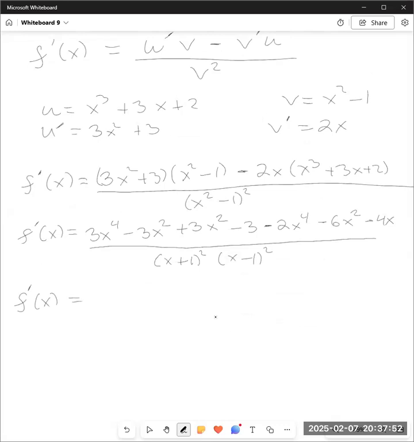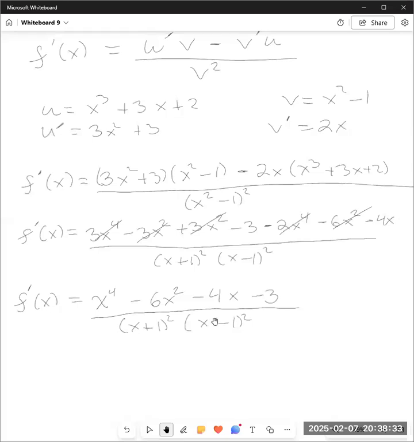F prime of x is equal to 3x to the fourth minus 2x to the fourth is 1x to the fourth, negative 3x squared and positive 3x squared, then minus 6x squared. And we have a minus 4x and a minus 3. So this is over x plus 1 squared, x minus 1 squared.